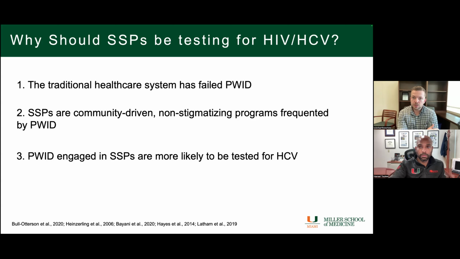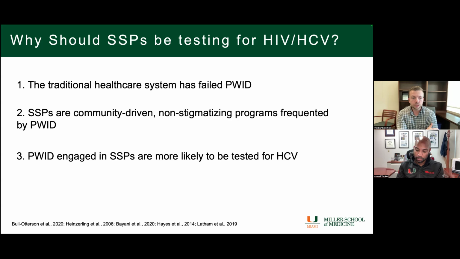We also know that SSPs, or syringe services programs, are community-driven, non-stigmatizing programs that are frequented by people who inject drugs. Research suggests that only 44% of our population report going to a primary care visit or a traditional healthcare visit in the previous 6 months. However, 78% report going to the SSP at least twice in the previous 30 days. So this is a frequent touch point for our population, and it really allows us to do better engagement than traditional healthcare settings.